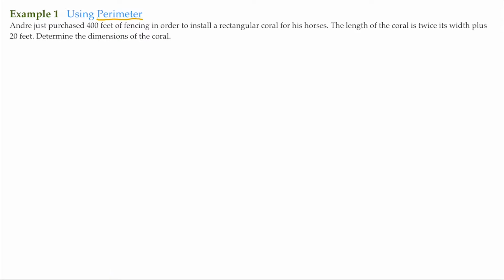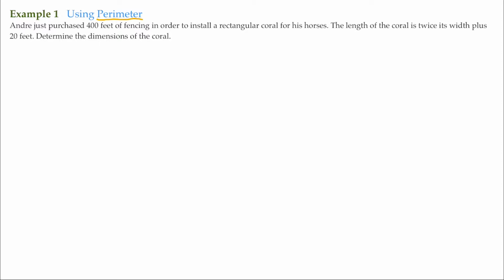So this particular problem, it says that Andre just purchased 400 feet of fencing in order to install a rectangular corral for his horses. The length of the corral is twice its width plus 20 feet. Determine the dimensions of the corral. So that's what we need to do. We're going to determine the dimensions of Andre's corral.